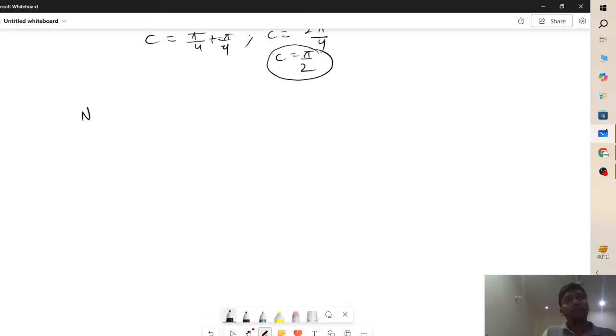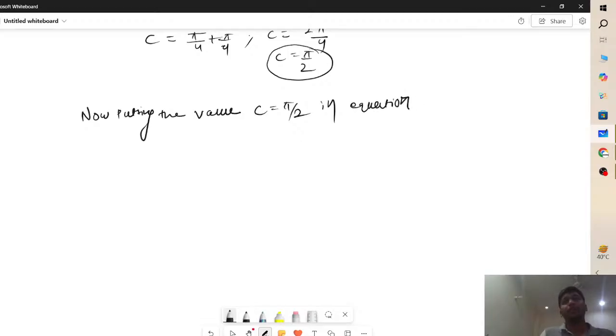Now putting the value c is equal to pi by 2 in equation. In which equation? In equation 2. So what we get?